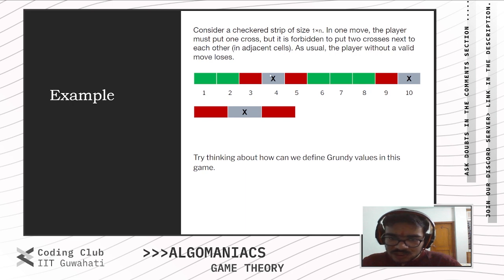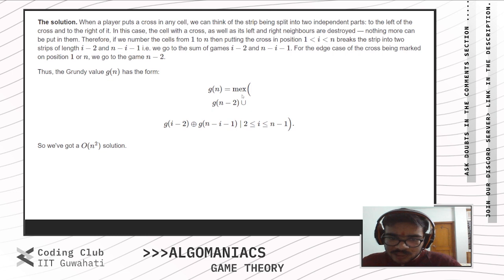And if you place a cross somewhere in the middle, you'll get two strips of size i minus 2 and n minus i minus 1. So we'll just take the XOR value of these two as stated by the Sprague-Grundy theorem, and in the end take the mex of all these values and get our answer. So we conclude that if this mex comes out to be non-zero, then the state is a winning state for the first player. Else, if the mex comes out to be zero, it's a losing state for the first player. And the time complexity, you can see, will come out to be n squared. Just try it for yourself.